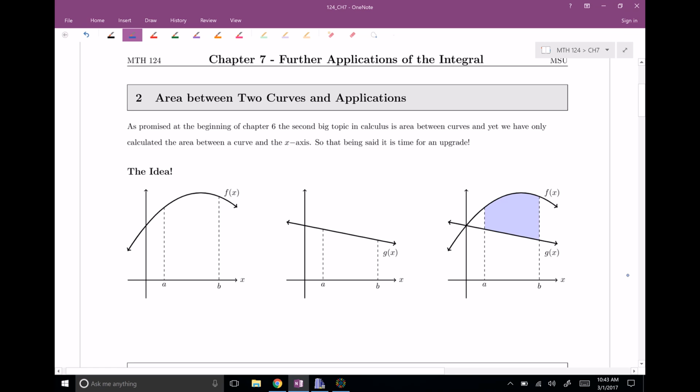All right, welcome everyone to Chapter 7. This is further applications of the integral. Here we are in section number 2, and we're going to be discussing the area between two curves and then give you an idea of applications that this can be used for.